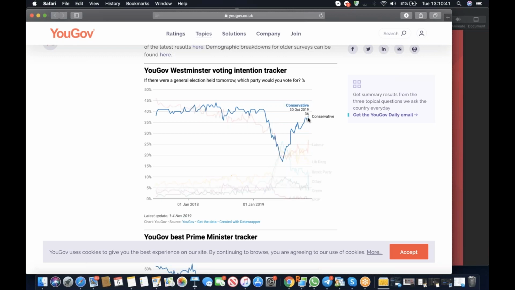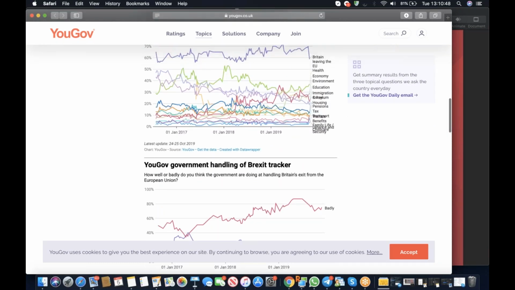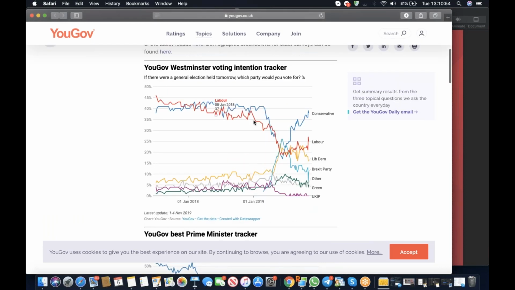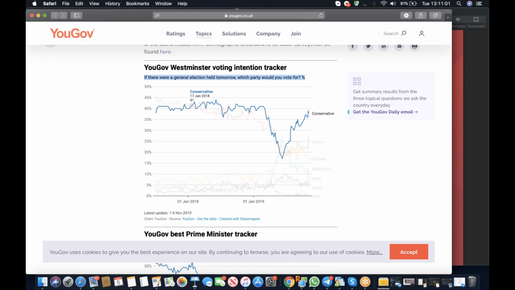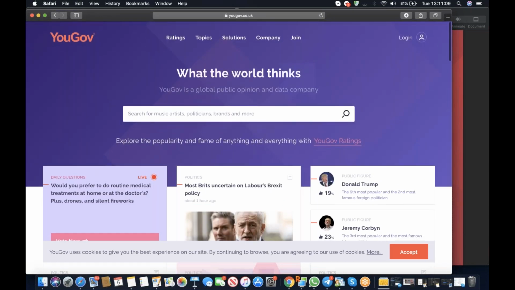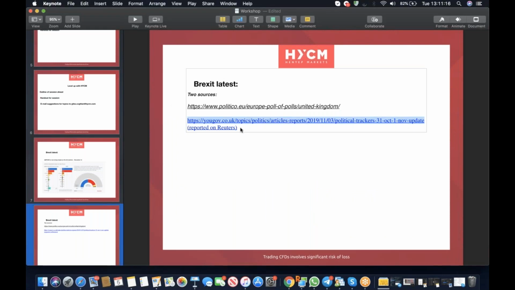And let's see, how often is it? So it's quite frequently these polls are done, okay? And there's various other trackers to use with different questions that they ask, but you can have a little look here, okay? If there was a general election held tomorrow, which party would you vote for? That's the question that people are asked. So this one is reported on Reuters, and it's read out on Rand Squawk. So in other words, this poll gets a tremendous amount of coverage, and traders do react to it, okay?